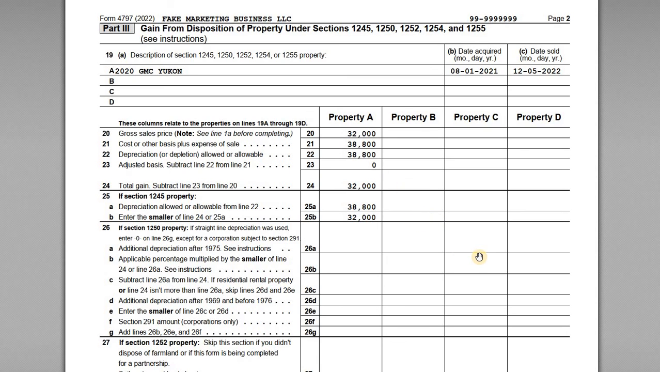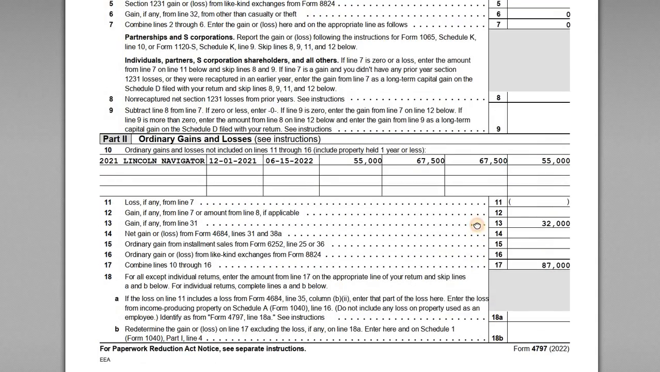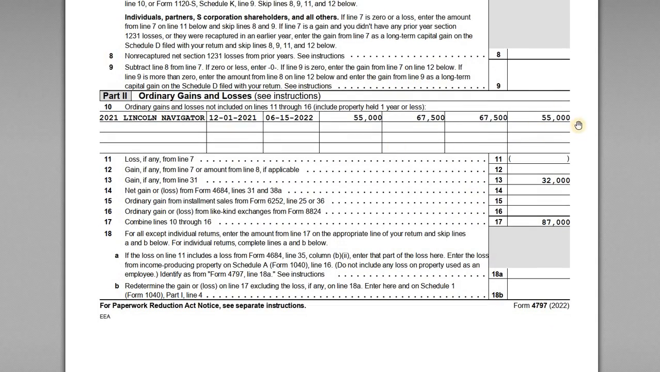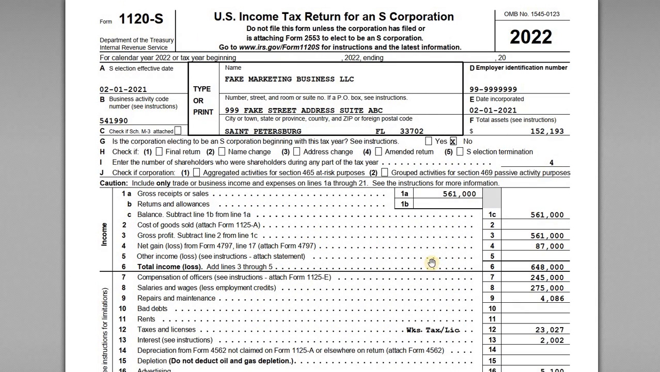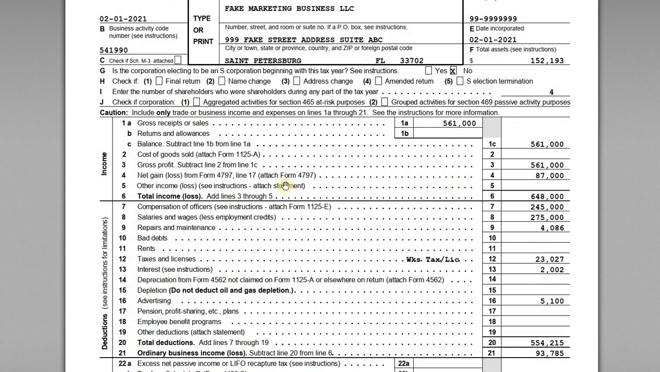Okay, so we've got these amounts here, and if we look back at page 1, Part 2, so we've got the Lincoln Navigator piece there. There's the $32,000 flowing through from Part 3, and so the total amount of our ordinary gain recognized on the sale of these assets is $87,000. Now the $87,000 is ultimately reported on page 1 of the 1120S. So we can see here on line 4, it's asking net gain or loss from 4797, line 17, and there's our $87,000 figure. So the sale of these assets, at least in this case, is all ordinary gain in nature.